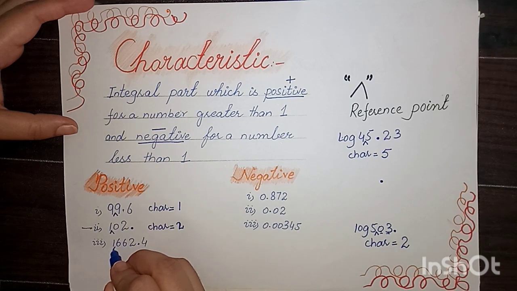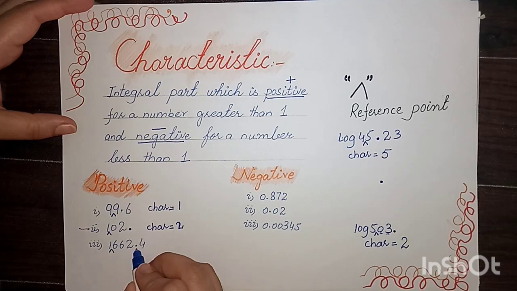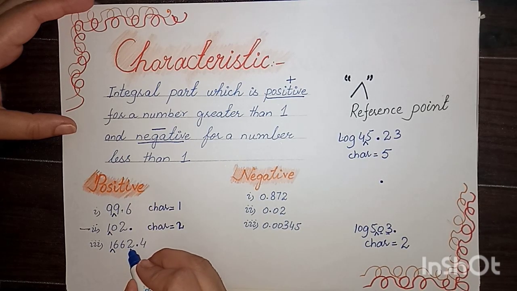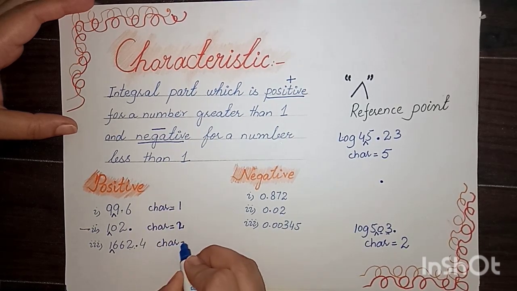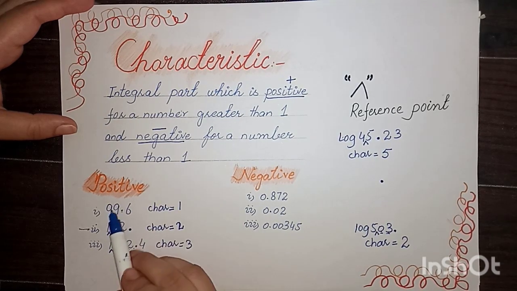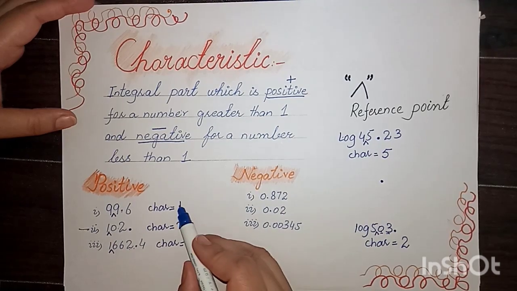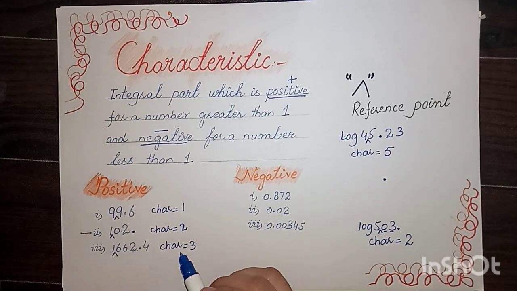Similarly, for this question, the reference point must be drawn after the first non-zero digit. So this is equal to the reference point and decimal point. How many numbers are there between the reference point and decimal point? These are 3. So our characteristic is equal to 3. And in all these numbers, the integral parts are greater than 1. That's why we will write a plus sign with their characteristic.